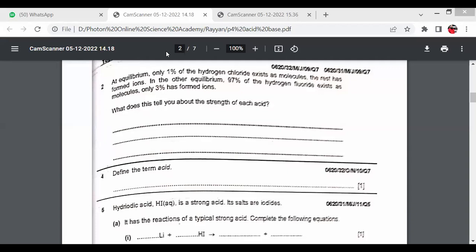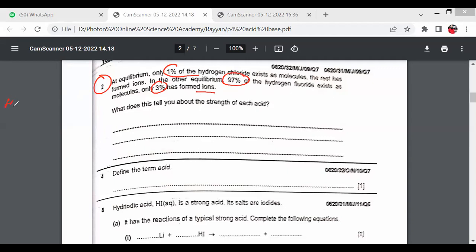This is question number 2. At equilibrium, only 1% of hydrogen chloride exists as molecules. The rest has formed ions. In the other equilibrium, 97% of the hydrogen fluoride exists as molecules. Only 3% has formed ions. What does this tell you about the strength of an acid? Let me explain this question.